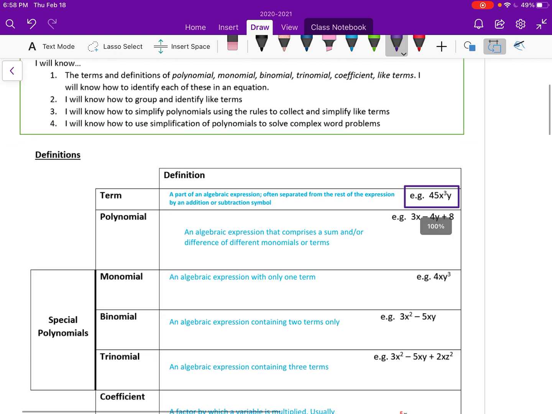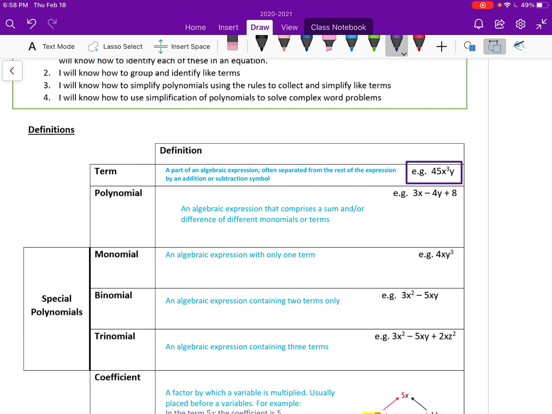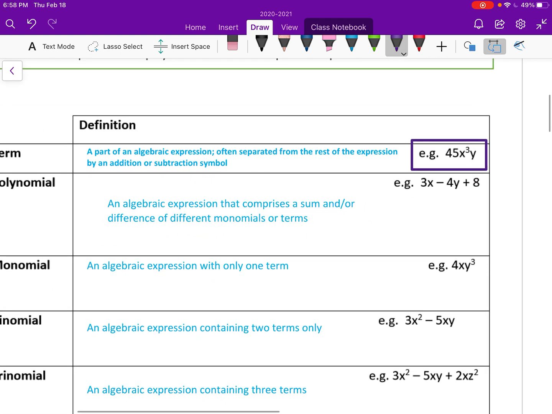Some definitions of important concepts and important words that we use. This is important vocabulary. The first word that we're going to define is term. A term is a part of an algebraic expression. It's often separated from the rest of an expression by addition or subtraction symbols. So 45x cubed y, right? It's usually just a bunch of numbers and letters multiplied together. So you would write it like that.